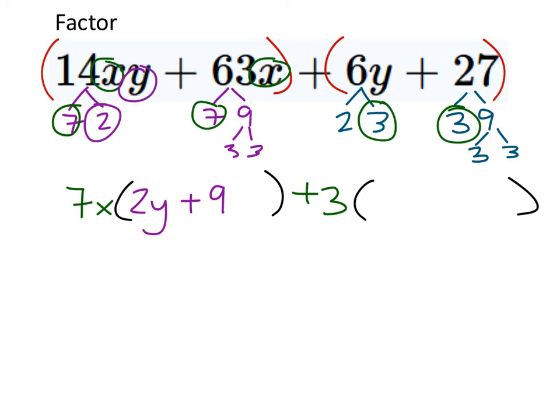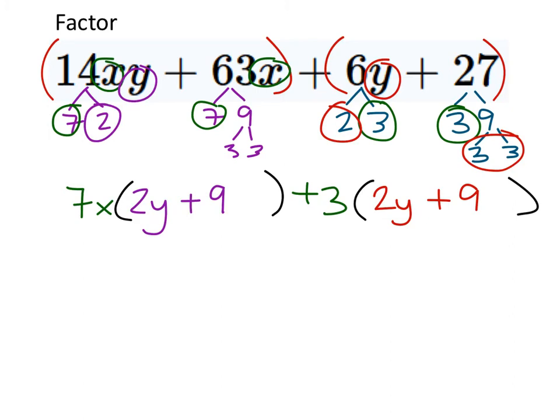So what is left over from the 6y? Let me use red here. I got 2 and then the y. So that covers the 2y part. And what's left over from 27? 3 times 3, which is 9. Now, you may think this doesn't happen all the time. It does when we want it to, all right? And we want it to often in this class, enough for you to get the experience you need to factor by grouping.